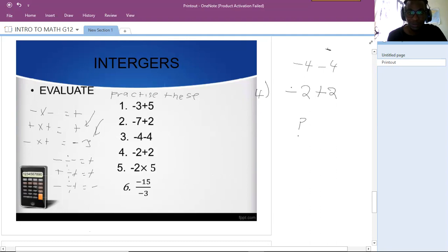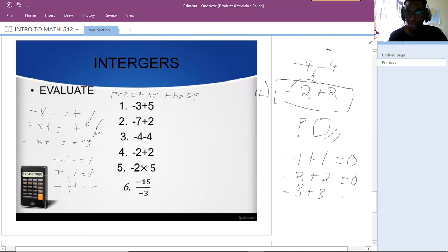But here they are carrying different signs, so we do not know. What's negative times positive? Negative, right? So we're subtracting. What's 2 minus 2? 0. Meaning our answer would be 0. So every time you see this pattern, -1 plus 1, it will always be 0. -2 plus 2, it will always be 0. -3 plus 3, always 0. -4 plus 4, always 0.